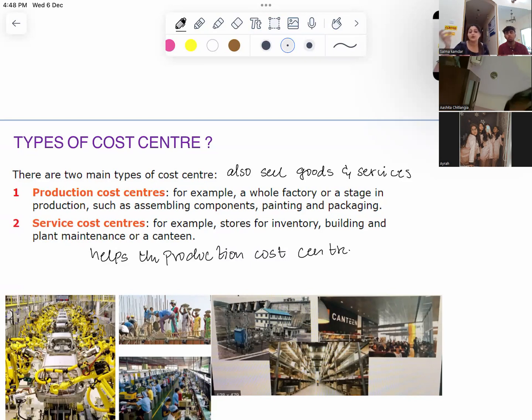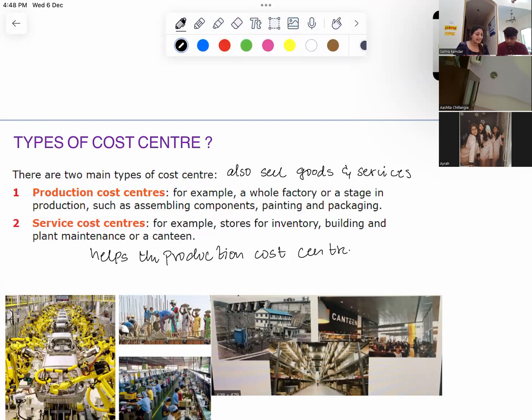Service cost center cost will be added to it, no? Added later on. It will be reapportioned. Service cost center will be reapportioned on the production cost center. On what basis? On suitable basis.